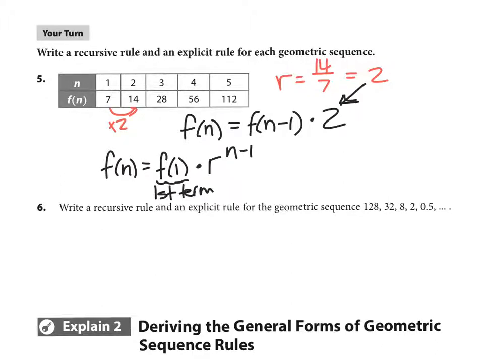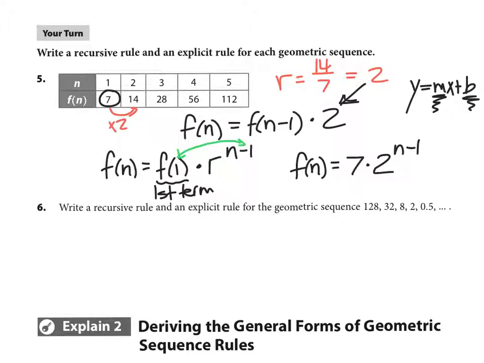Remember in slope-intercept form, y equals mx plus b, m was our slope. It was our pattern, what was happening. b was called our zero term, our y-intercept. Well, in this case, we're using the first term, and the reason we use the first term is because of this minus 1. Remember that. We'll refer to that again later. So the explicit rule here: the first term is 7, so 7 times 2 to the n minus 1. I could type that in the calculator. Obviously, I wouldn't use n, I would use x.